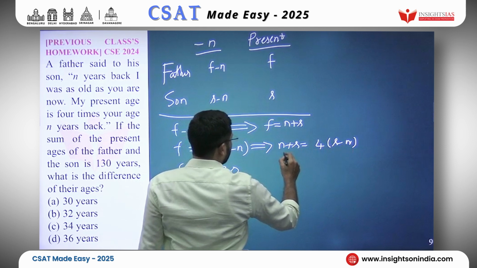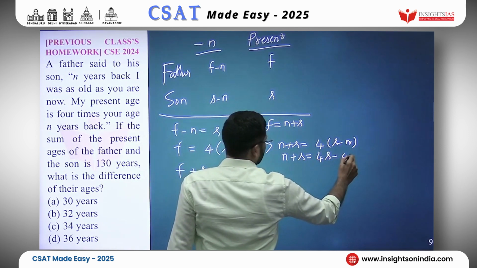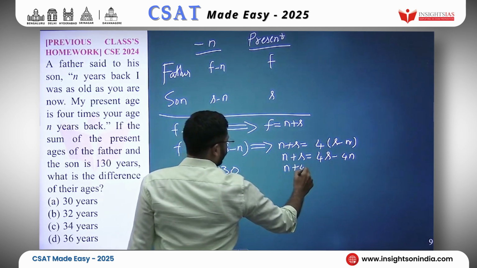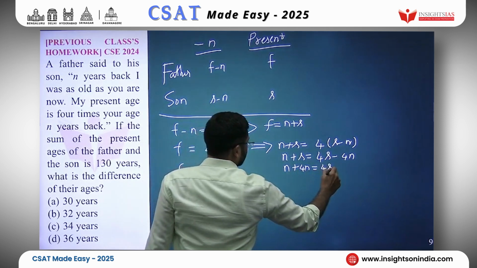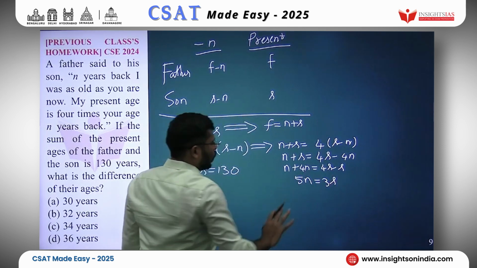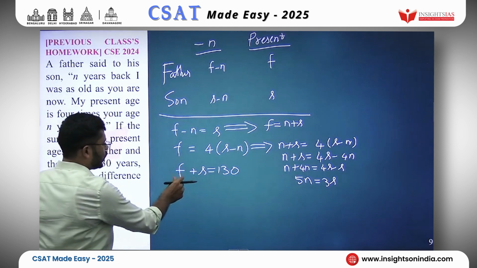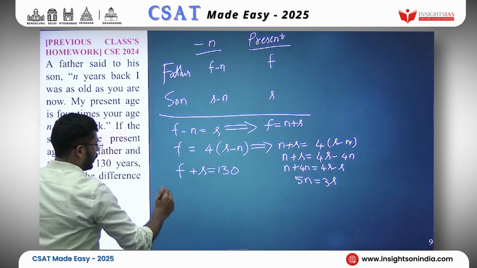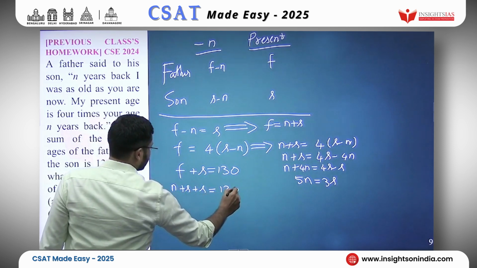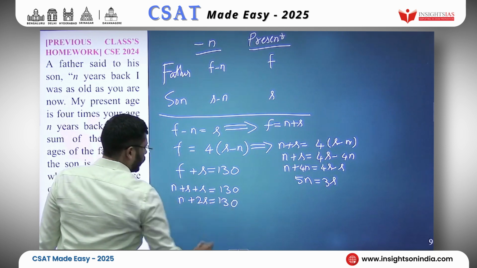So how will we solve it? This would be n plus s is equal to 4s minus 4n. We will take s's one side and n's one side. So n plus 4n would be 4s minus s. 5n is equal to 3s. Okay, we will leave it there. Now we shall solve this one. We will once again substitute n plus s in place of f. What will we get? N plus s plus s is equal to 130. Okay, n plus 2s is equal to 130.